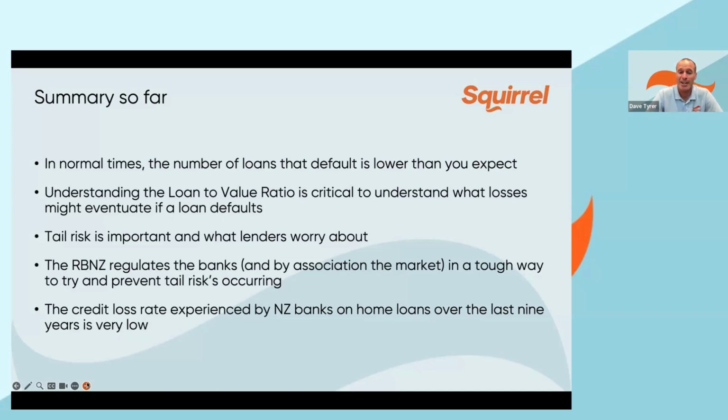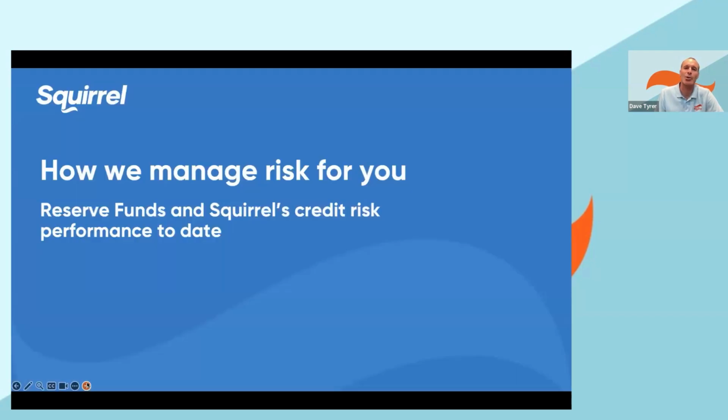Last but not least, the actual credit loss rate that's been experienced by New Zealand banks is actually quite low. If you look over the last 9 years, you could say, well, over that period, the New Zealand economy's done pretty well, apart from the last couple of years. But what we haven't seen is large losses materialize from the banks. Okay. There's your summary. So let's start talking about how Squirrel manages risk for you, our investors.